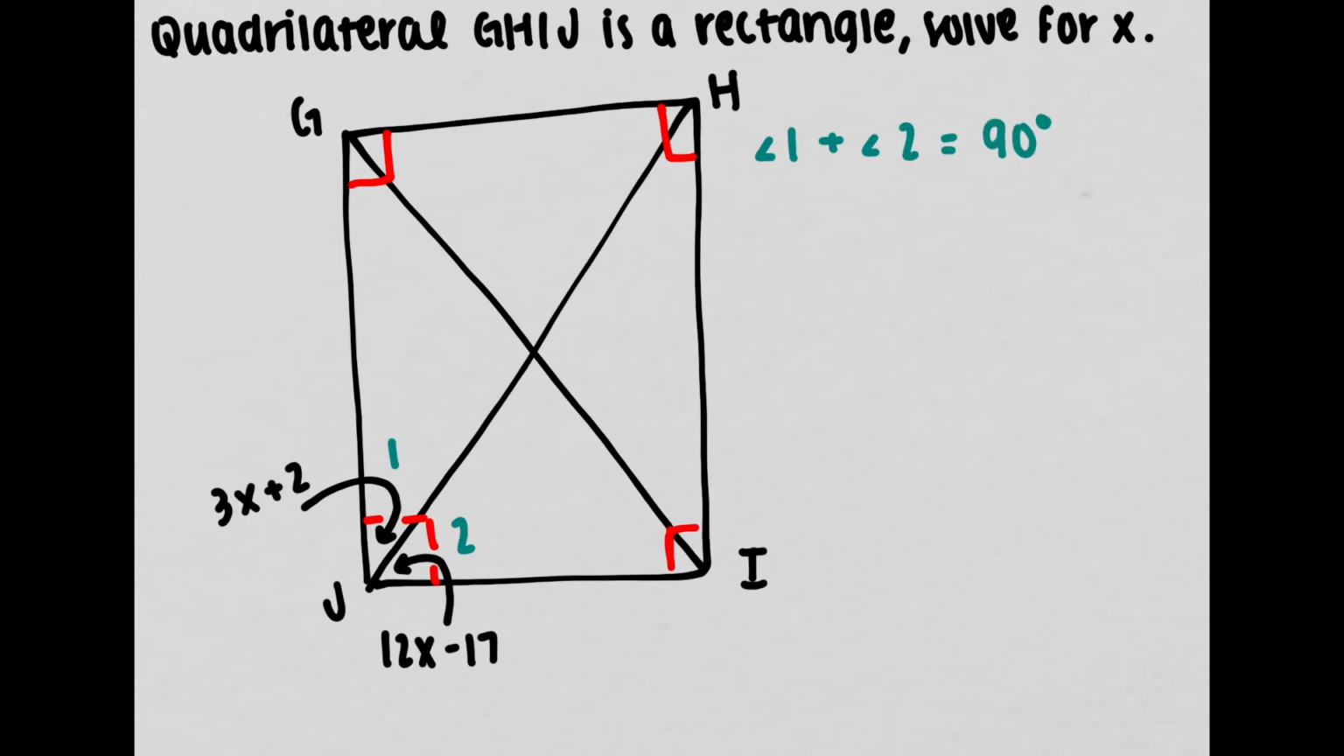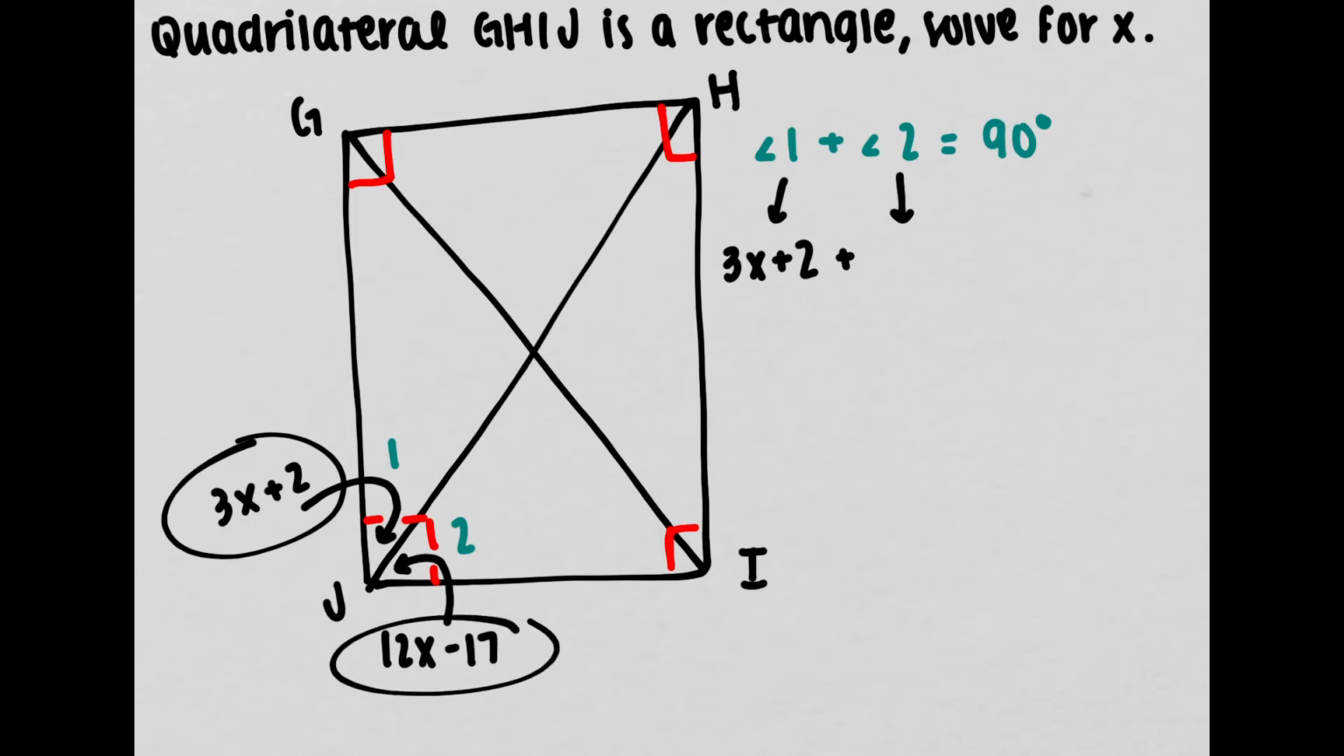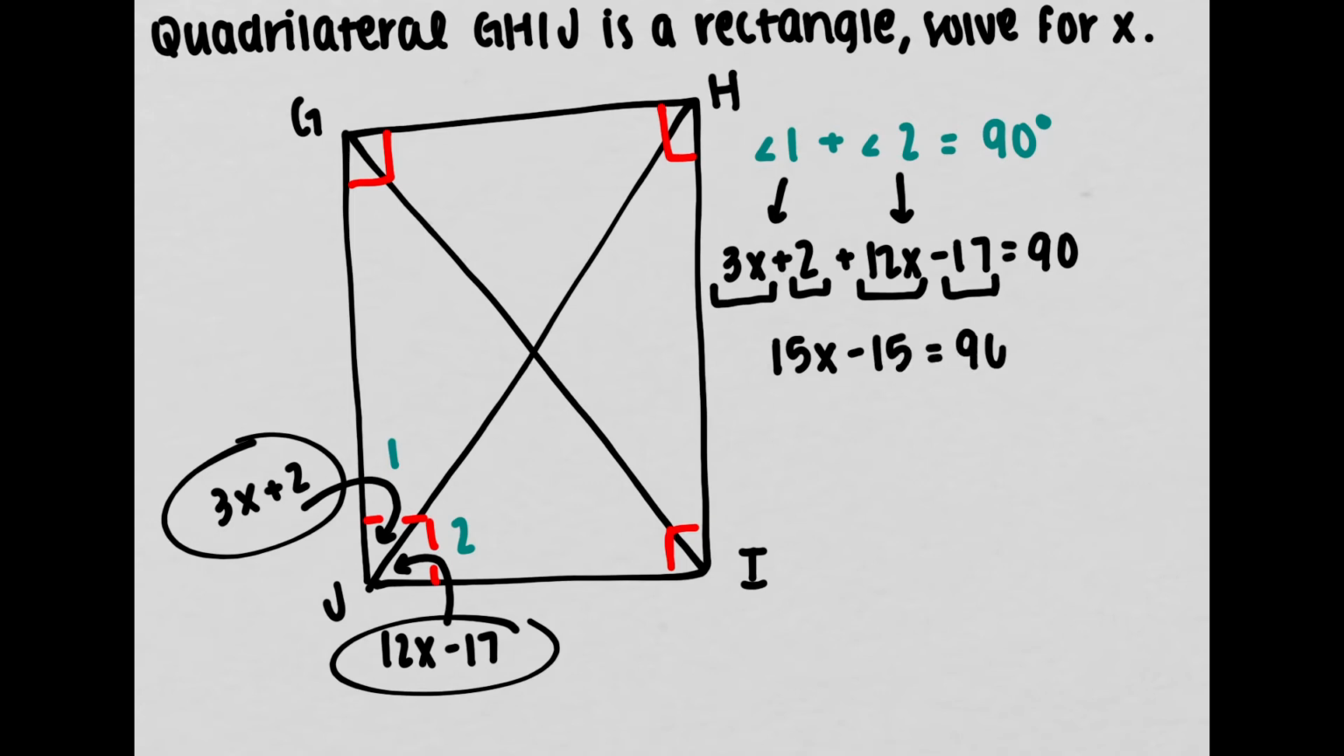Now instead of angle 1, I'm going to write 3x plus 2. So 3x plus 2 plus, now instead of angle 2, I'm going to write 12x minus 17, and it's equal to 90. I'm now going to combine like terms. So I know I can combine the 3x and the 12x, which gives me 15x. And I have 2 and negative 17, which is negative 15, is equal to 90. I combine my like terms. I can continue solving for x now.